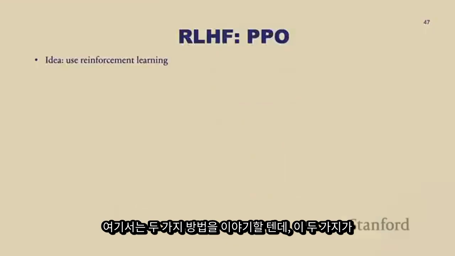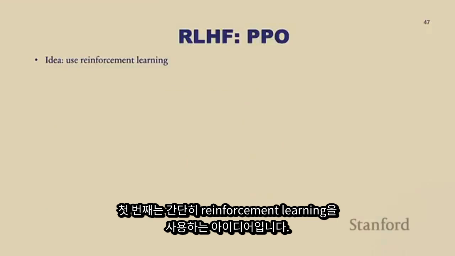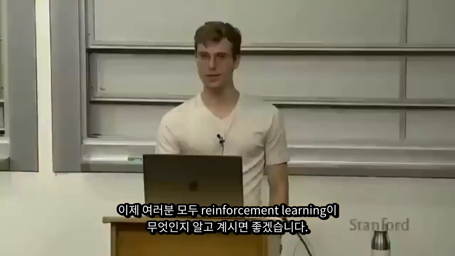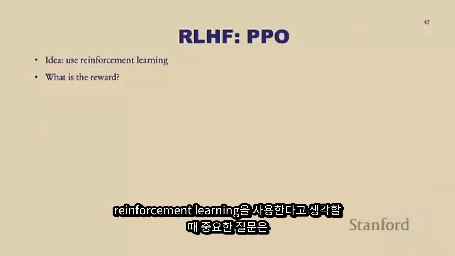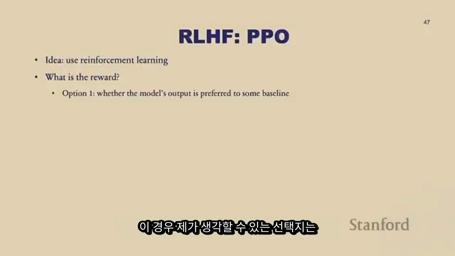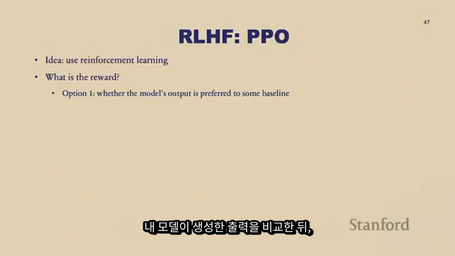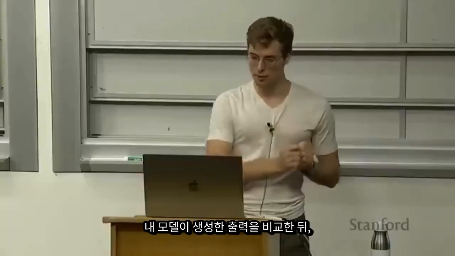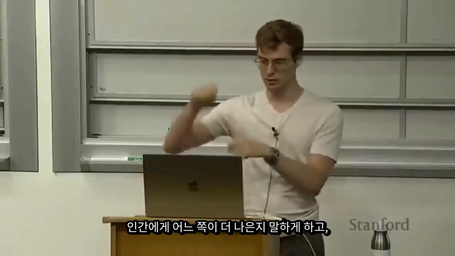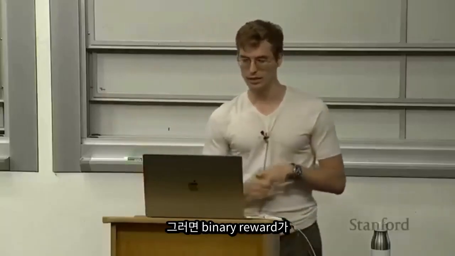So there are two ways that we're going to talk about, and two that are mainly used in the community. The first one is simply the idea of using reinforcement learning. So hopefully you all know what reinforcement learning is now. When you think about using reinforcement learning, one important question is what is the reward that we're optimizing? In this case, there are really two options that I could think about. The first one, you could just say, I'm going to compare the output generated by some baseline and the output generated by my model, and I'm just going to ask the human to say which one is better, and I'm going to use this as a reward. So if I'm better than the baseline, this is a +1. If not, it's a -1. So now it's a binary reward.